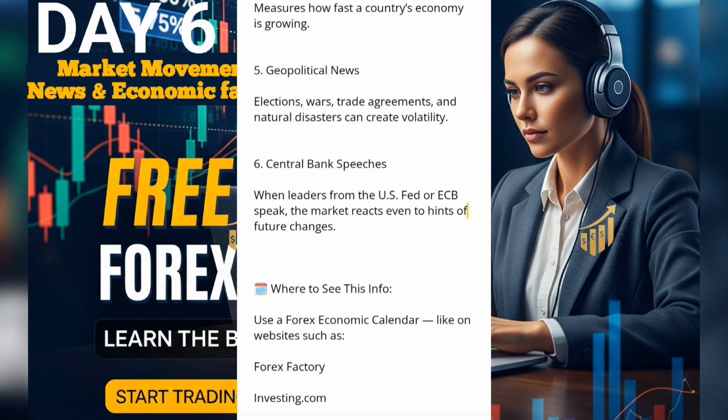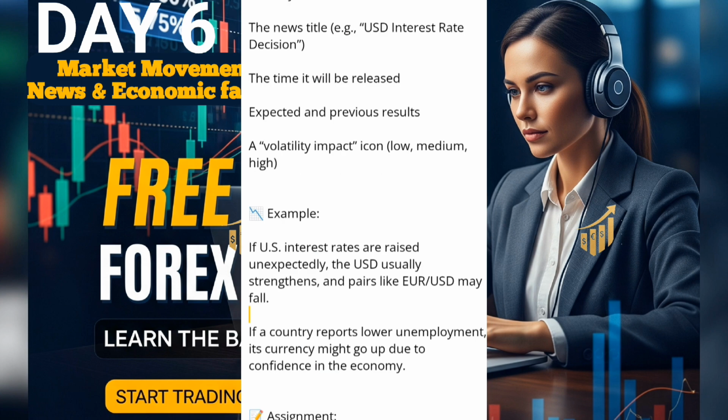6. Central bank speeches. When leaders from the US Fed or ECB speak, the market reacts even to hints of future changes. Where to see this info? Use a Forex economic calendar, like on websites such as Forex Factory or investing.com. There, you'll see the news title, for example, USD interest rate decision, the time it will be released, expected and previous results, and a volatility impact icon: low, medium, or high.